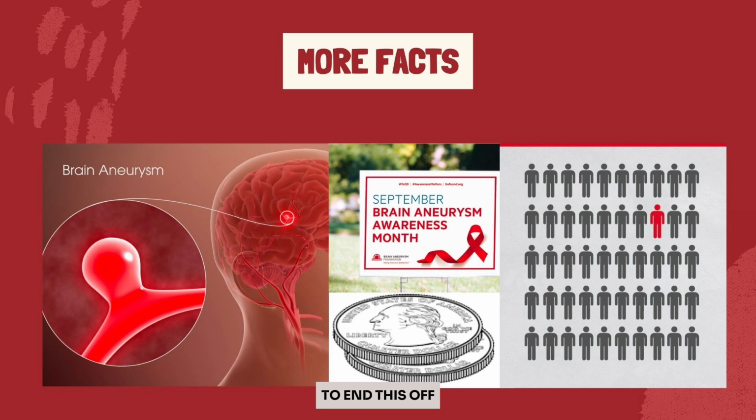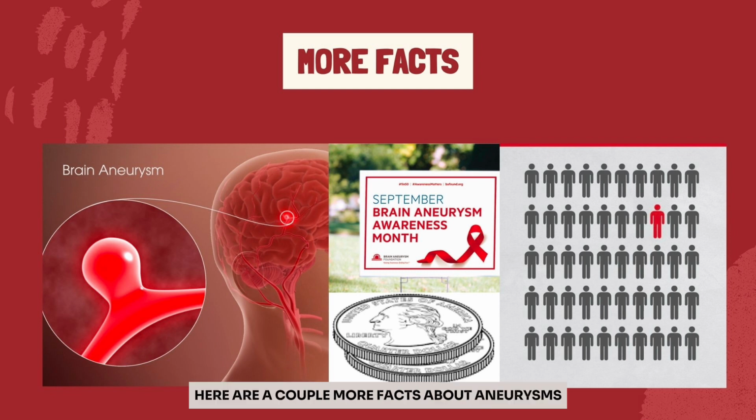To end this off, here are a couple more facts about aneurysms. 6.8 million people in the United States, that's 1 in every 50 people, have an unruptured brain aneurysm. 50% of people die after their aneurysm has ruptured. 50% of ER admissions for severe headaches are due to a ruptured brain aneurysm.